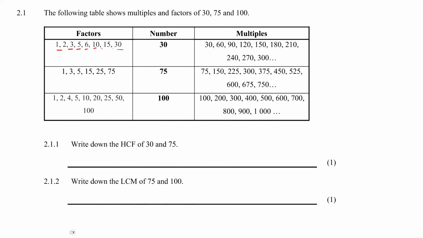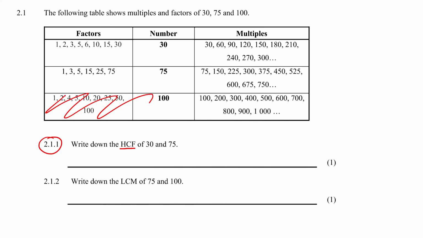Okay, and with the multiples, you can see 30, 60, 90, 120, 150, and so on. Then they've gone and done that with 75 as well as 100. Okay, now, the first one says, write down the highest common factor of 30 and 75.